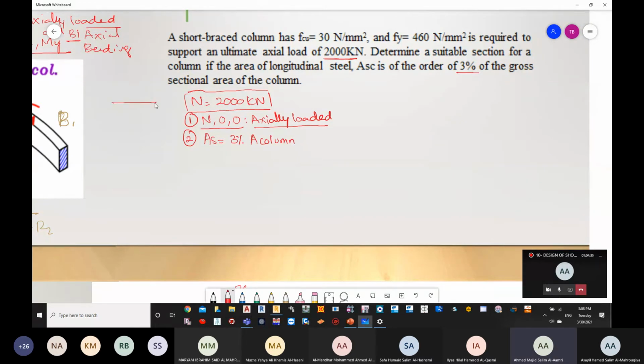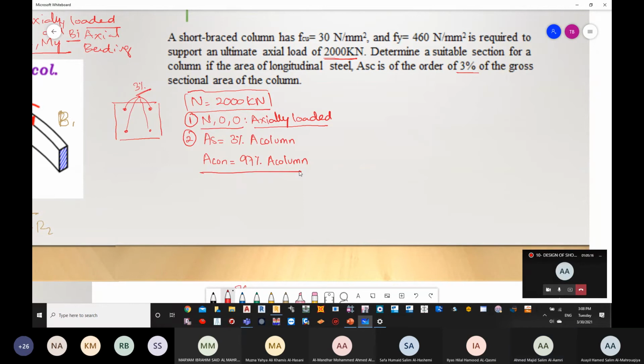Now, if you remember, the column is only having two materials or two elements. The column is only having concrete and steel. If my steel is representing 3% of the column, then my concrete is going to be representing how much? It is going to be representing the remaining area of the column, which is 97%. Once again, if my area of reinforcement is representing 3%, then the remaining will be represented by concrete.